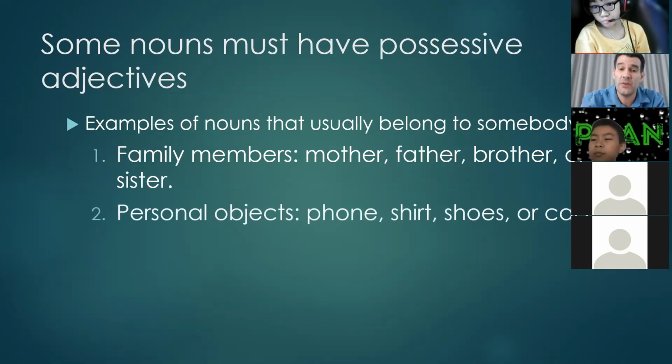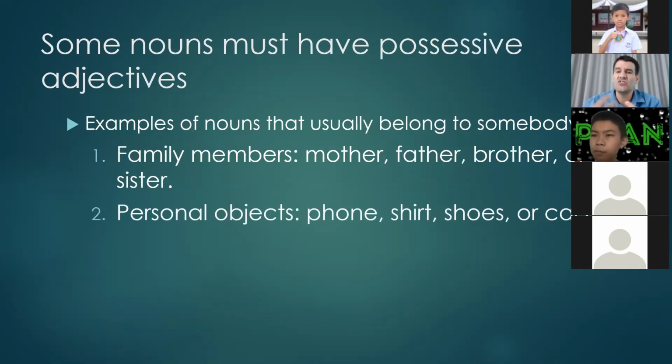So another one is personal objects. These don't always have to have a possessive adjective unless it is yours. If you own it or somebody owns it, then you must use one. So like a phone, you cannot say, I play on phone. You must say, I play on my phone. I play on your phone. I play on my mother's phone. Or shirt. This is my shirt, or shoes. Things like this, things that belong to you and are obvious that they belong to you.